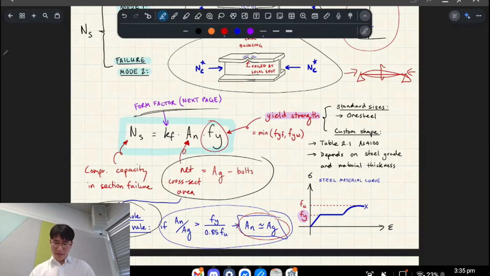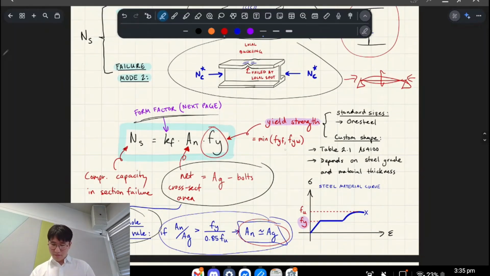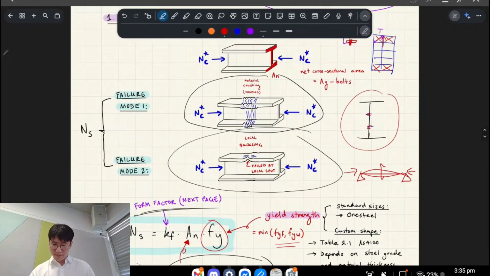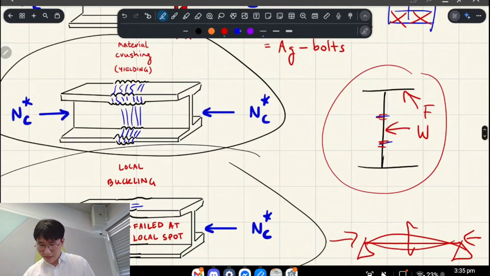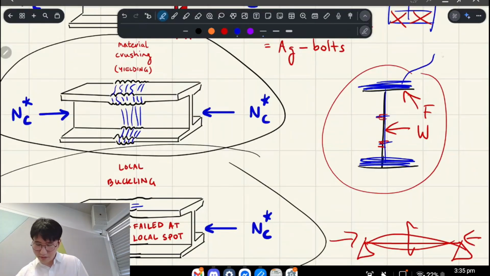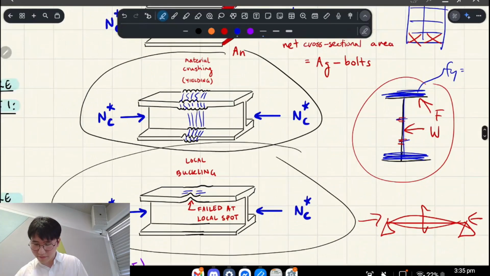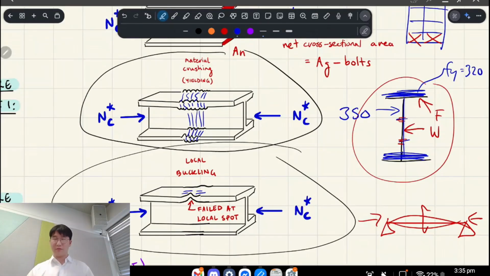All right, Fy. Basically, it's a yield strength, right? But it's the minimum yield strength between the flange and the web. So that's the flange, right? And that's the web. And what you might find is that the flange will have a yield stress, let's say, of, I don't know, 320. I was making up this number. But the web might have one of like 350, right? Because the web is thinner, right?